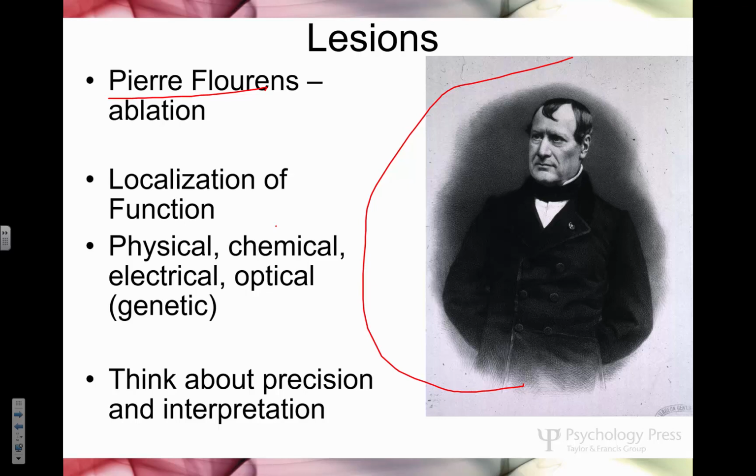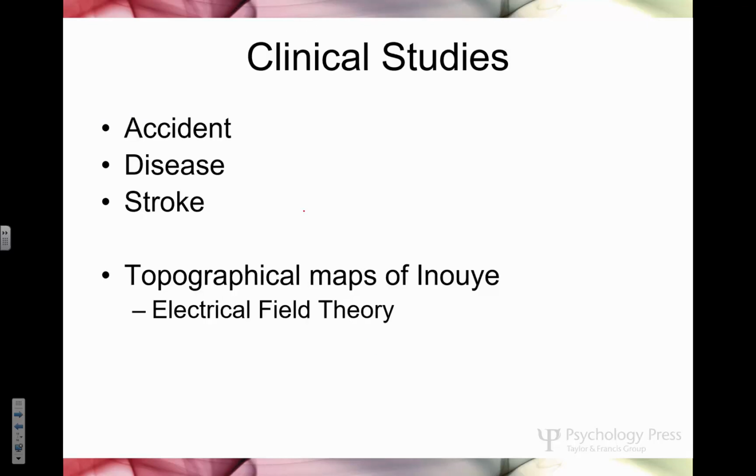Transcranial magnetic stimulation is really an extension of this, right? We're not doing something permanent, we're doing something temporary, but it's really the same idea. A lot of this has to do with precision and how we interpret what someone or an animal can or cannot do once we remove that.